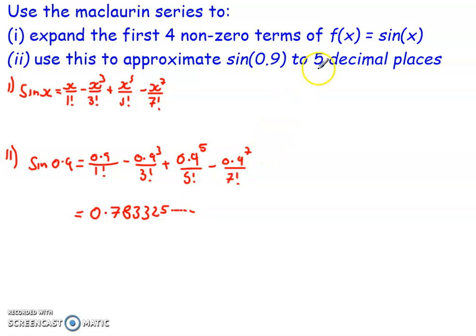And I want to go to 5 decimal places, so I'm going to cut it off there, round it off, and I'm going to get 0.78333. So there you go. It's the value of sine of 0.9 to 5 decimal places. And if you plug it into your calculator and just do sine of 0.9 and round it off, that's what you should get.